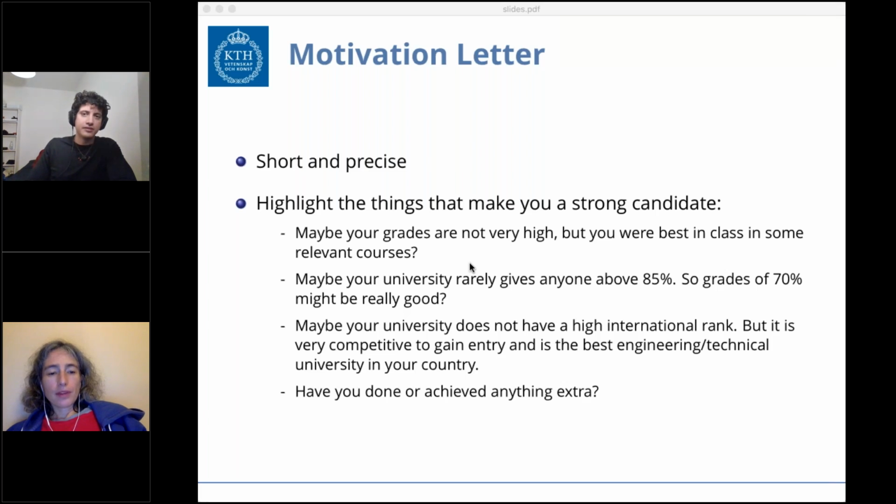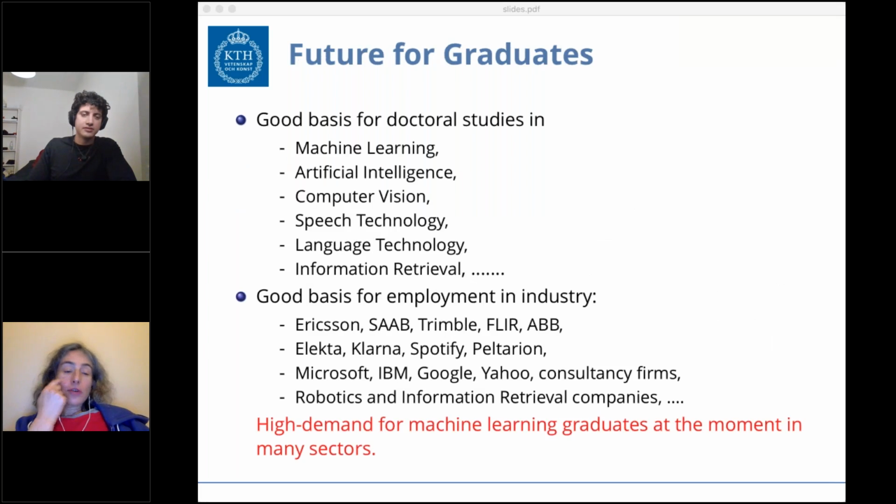Thanks, so this is all right. When you graduate from this program, it is a good basis for doctoral studies in many areas like machine learning, artificial intelligence, computer vision, speech technology, etc. You will have lots of choices. It's also a good basis for employment in industry, and a lot of these industries are based in Stockholm as well. Here I've put a list of some of the companies that some of our graduates have worked at.